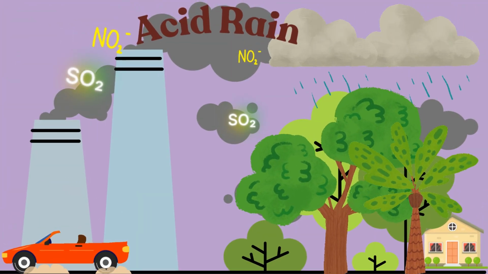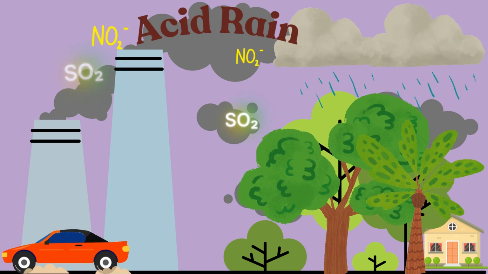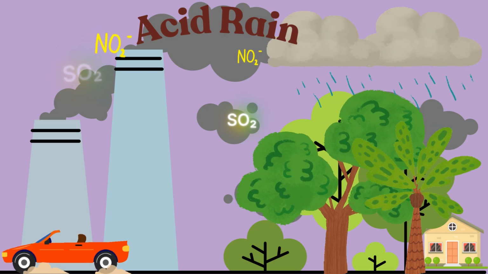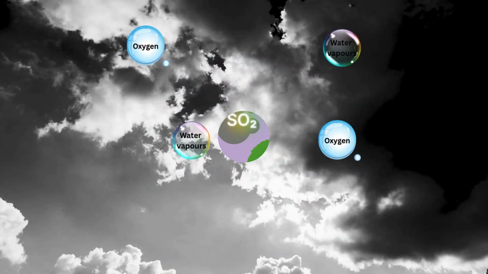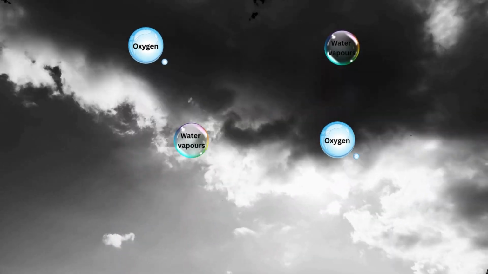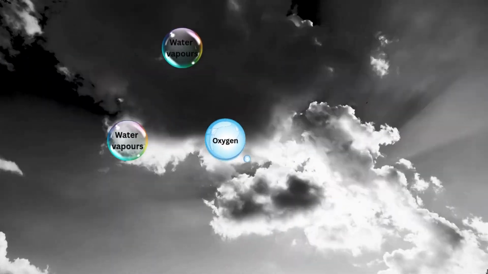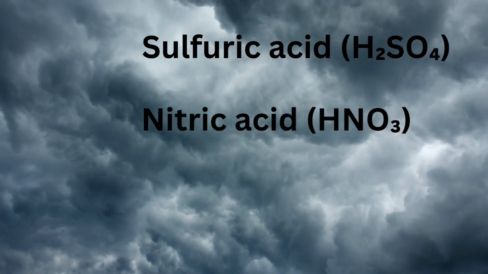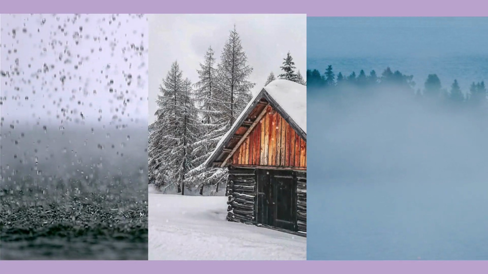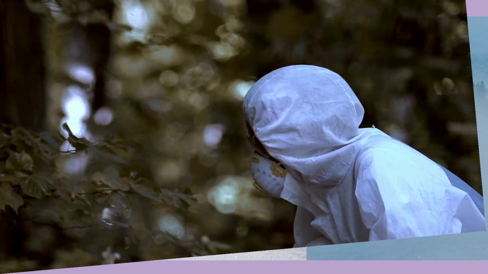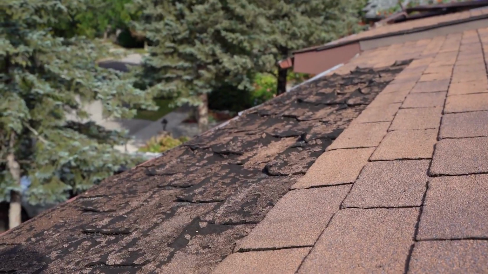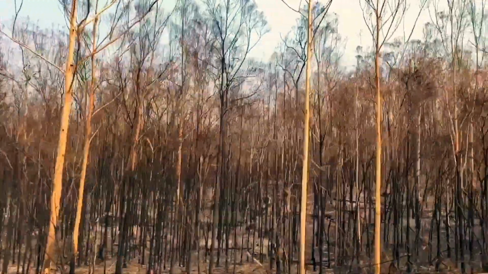Air pollution causes acid rain. Burning fossil fuels in vehicles, factories, and power plants releases sulfur oxides and nitrogen oxides into the air. These gases rise high into the atmosphere and react with water vapor, oxygen, and other chemicals, forming sulfuric acid and nitric acid. These acids mix with rain, snow, fog, or dust, turning them acidic, then fall as acid rain, damaging soil, water bodies, buildings, and plants.